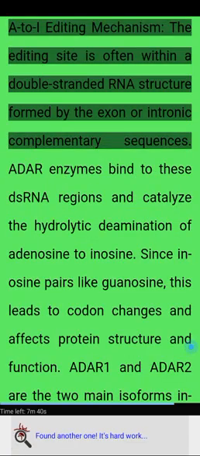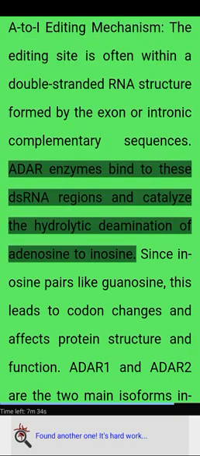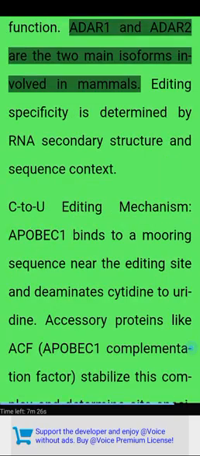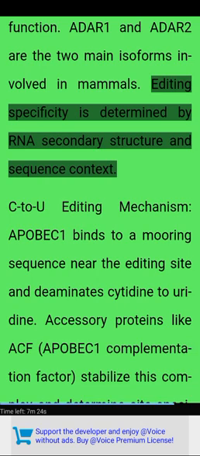Mechanism of RNA editing. ADAR editing mechanism. The editing site is often within a double-stranded RNA structure formed by exonic or intronic complementary sequences. ADAR enzymes bind to these dsRNA regions and catalyze the hydrolytic deamination of adenosine to inosine. Since inosine pairs like guanosine, this leads to codon changes and affects protein structure and function. ADAR1 and ADAR2 are the two main isoforms involved in mammals. Editing specificity is determined by RNA secondary structure and sequence context.